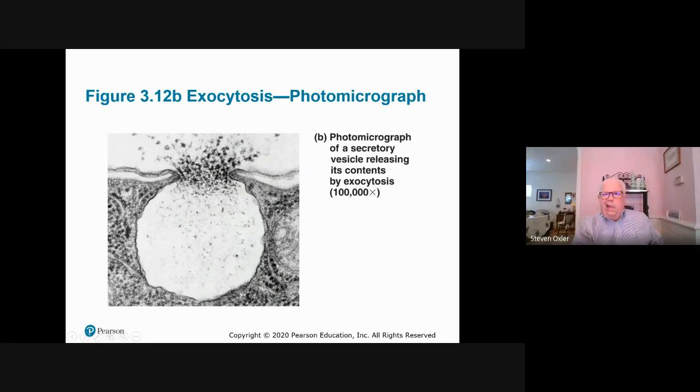It's like a pimple burst. Here it is. They're getting rid of it. This is the endosome, which is getting rid of things out of the cell. A secretory vesicle.